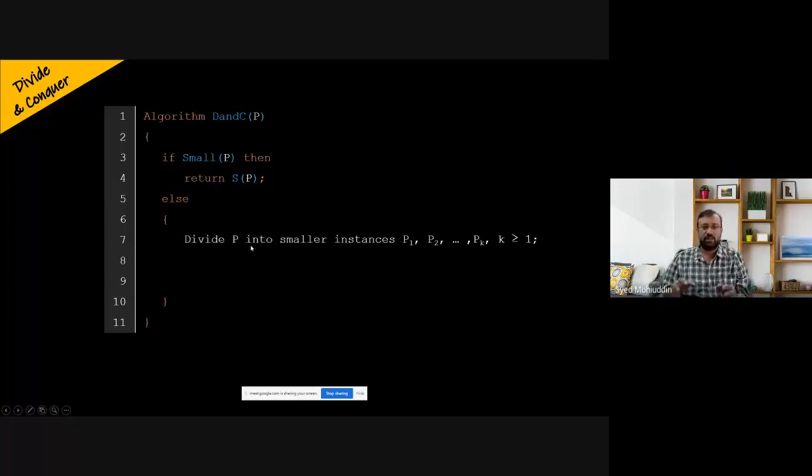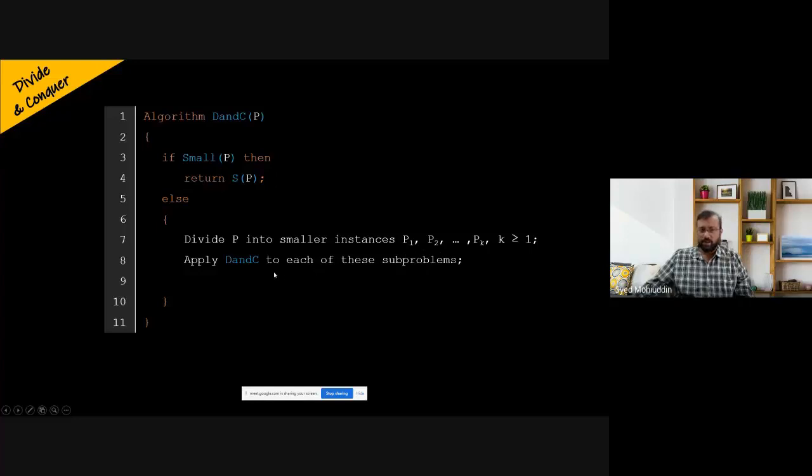Remember that this is not specific to sorting or finding minimum, maximum, or merge sort, or any other application we have. This is the general algorithm. So we divide P into smaller instances or subproblems, that is P1, P2 till Pk, where k is greater than or equal to 1. Obviously, when we are dividing, it has to be greater than or equal to 1. Then we apply the divide and conquer approach to each of these subproblems: P1, P2, till Pk.